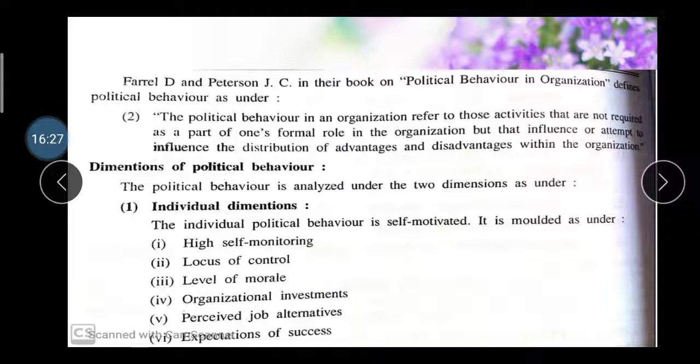Then prescribed job alternatives. Sometimes in the organization various types of employees have different types of skills and knowledge, so they can work in different departments, but they have fewer opportunities, so that's why the organization has to provide the opportunity so they can do their self development and personal development. Then expectation of success. If the success level is higher, then they can achieve their goals and values, whatever objective is assigned to them.